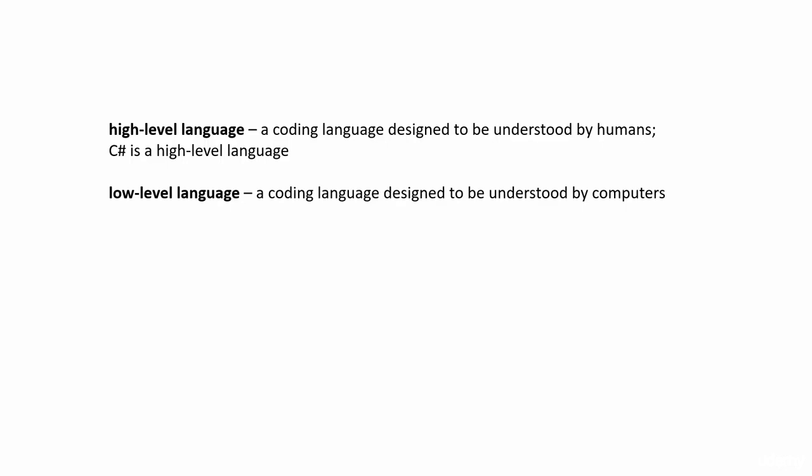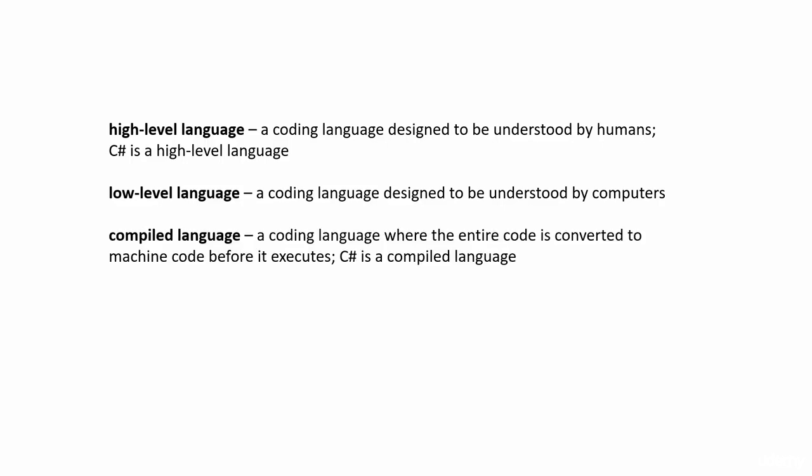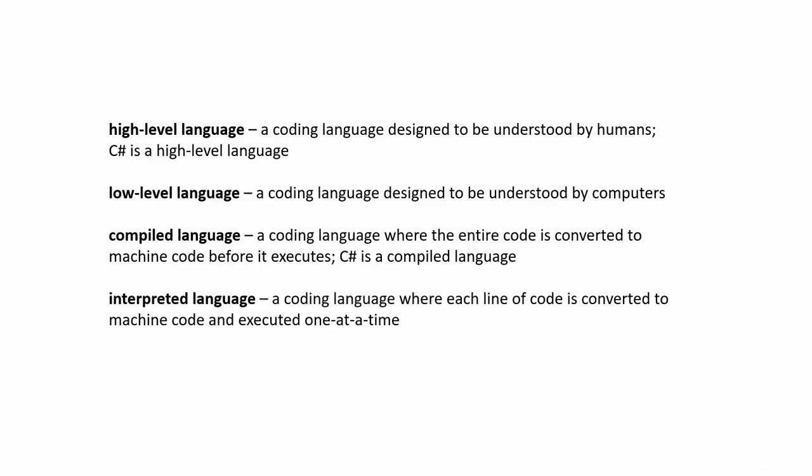So depending on the particular high-level language you are using, this conversion will happen one of two ways. One way is that the code is compiled, meaning the entire code is converted before execution begins. The other way is that the code is interpreted, meaning the code is converted and executed one line at a time. C# is a compiled language. So let's take a look at how that process works.